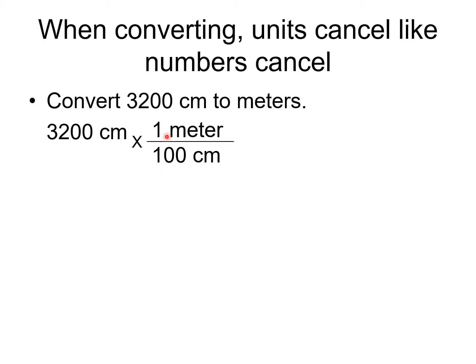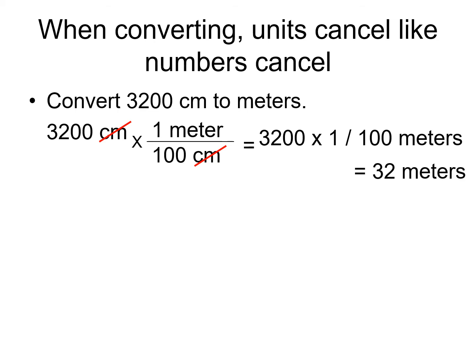You got to be careful with this because oftentimes we forget and put 100 on top and 1 on the bottom, and then you got 100 meters equals 1 centimeter, which doesn't make sense. So that's just one way to double check yourself to make sure you're on the right track. Now the centimeters are going to cancel and we're going to be left with meters on top. So we take 3,200, multiply by 1, and divide by 100. And that gives us 32 meters.